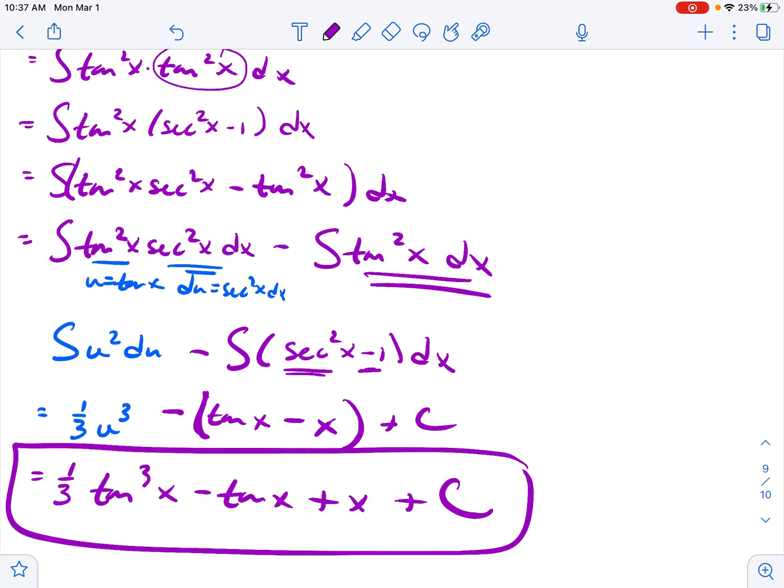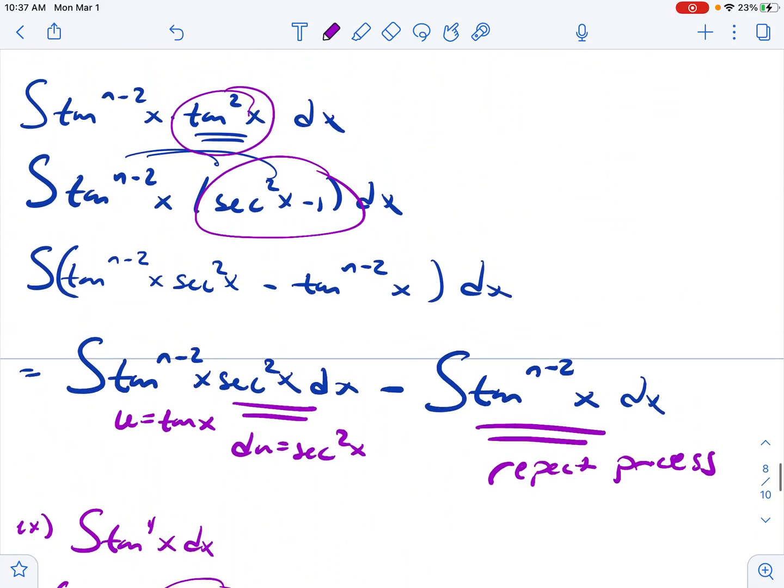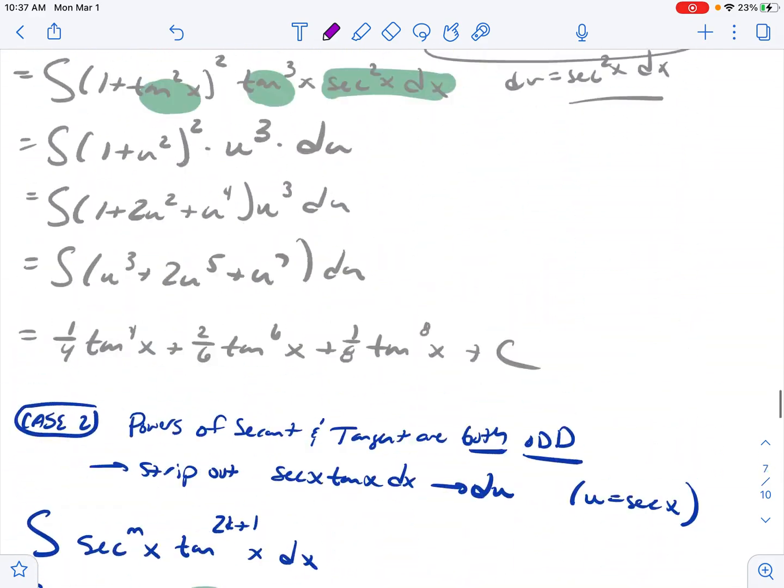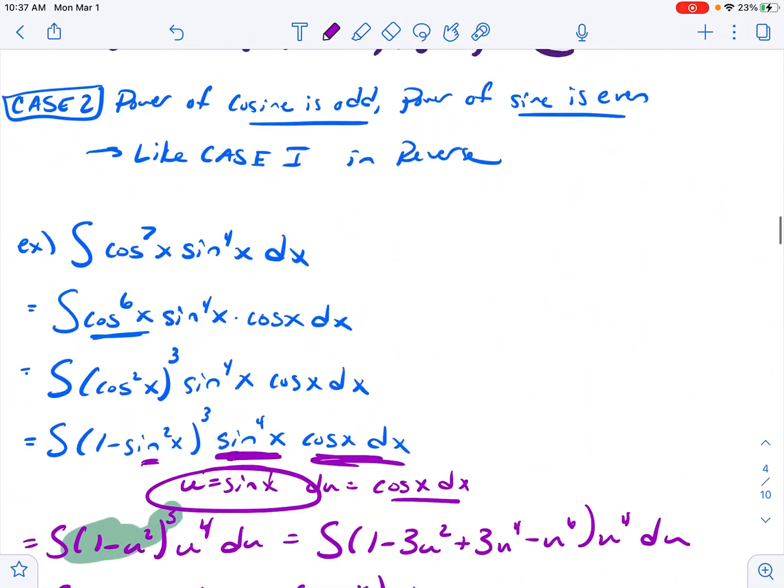So a whole lot of fancy trig integrals, lots of powers, special cases, special techniques based on what the case is, okay? So take some time to go through these.